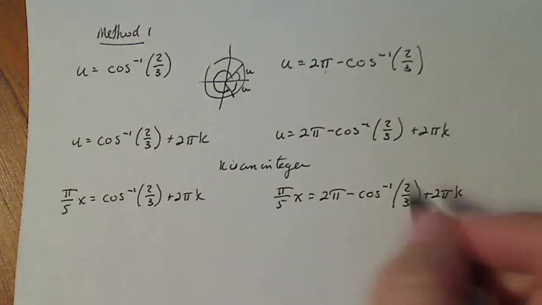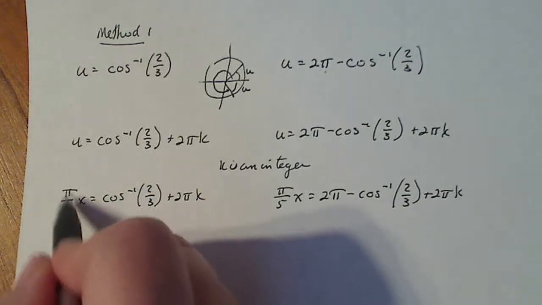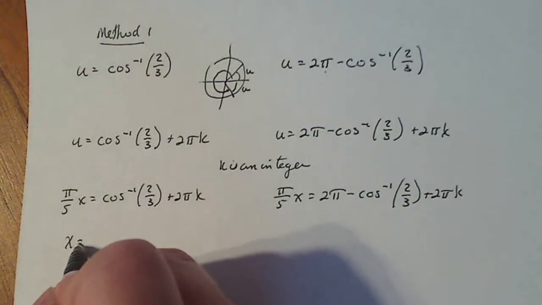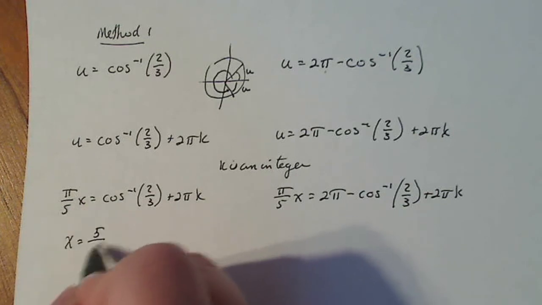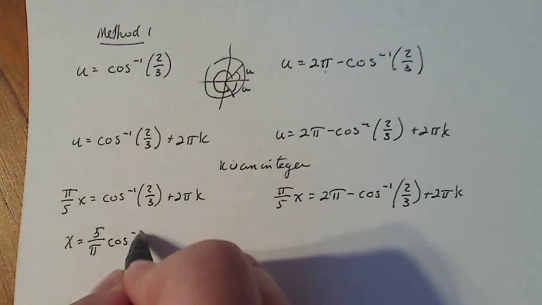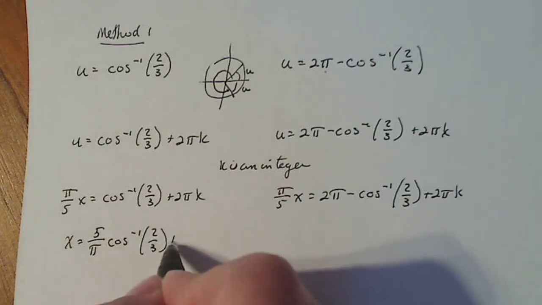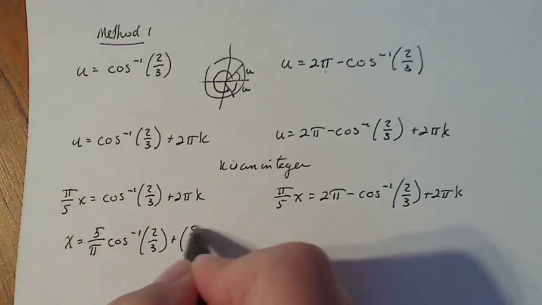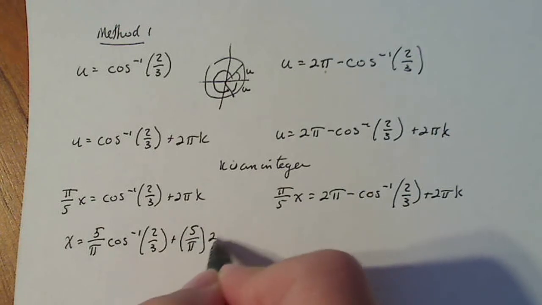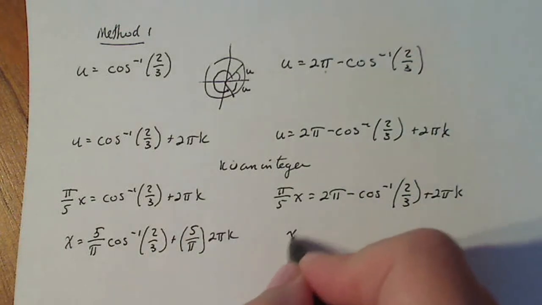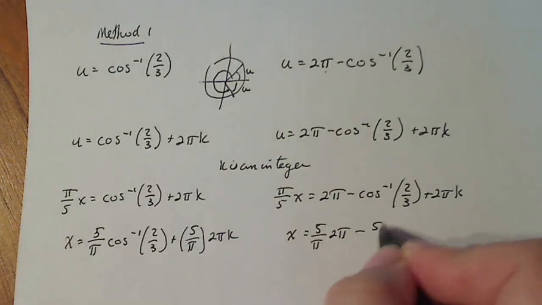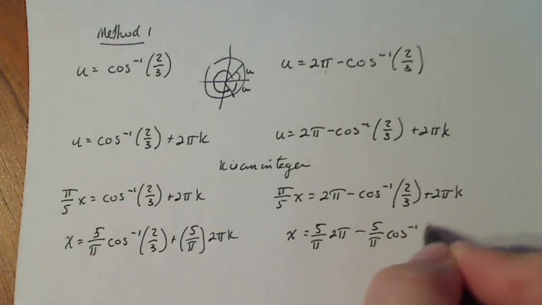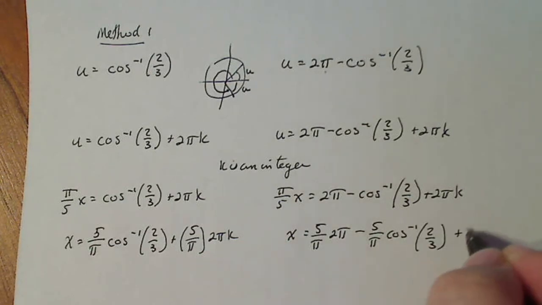Now in order to isolate x in both of these, I'm going to multiply by the reciprocal of this guy. So multiply both sides by pi over 5. I'm sorry, not pi over 5, 5 over pi. x equals 5 over pi cosine inverse of 2/3 plus 5 over pi times 2 pi k. Same thing here. x is 5 over pi times 2 pi, minus 5 over pi cosine inverse of 2/3 plus 5 over pi times 2 pi k.